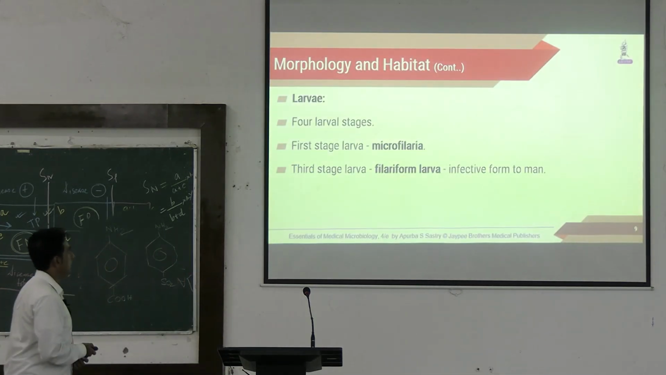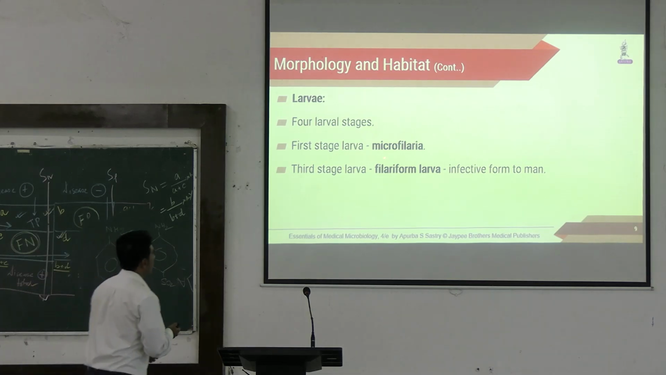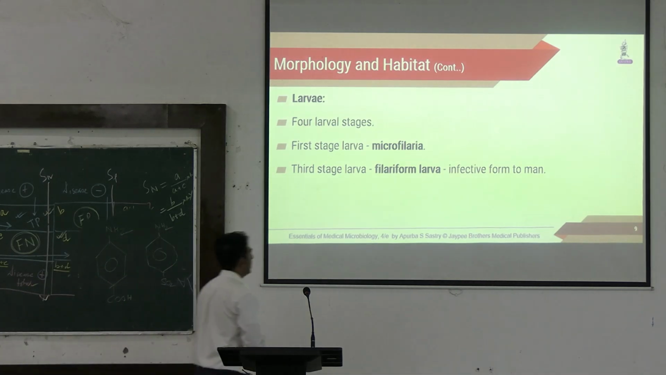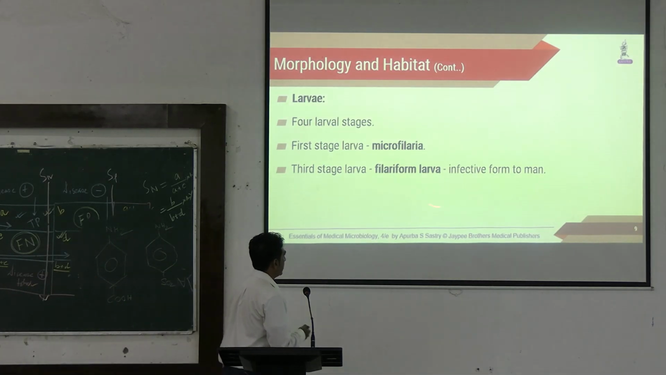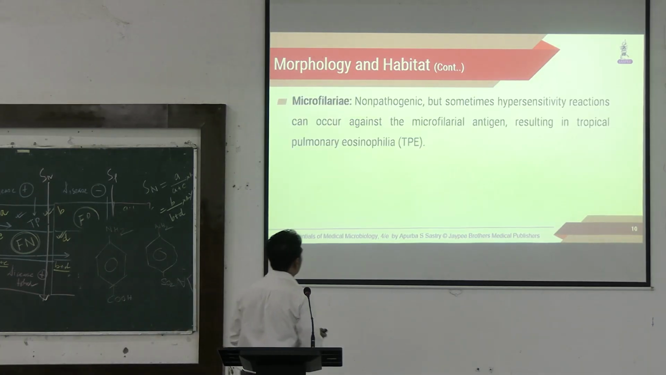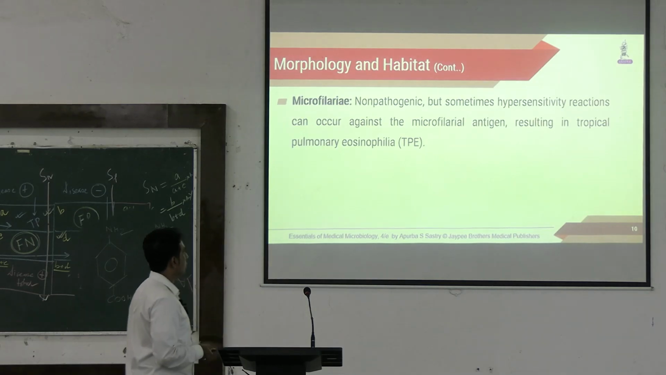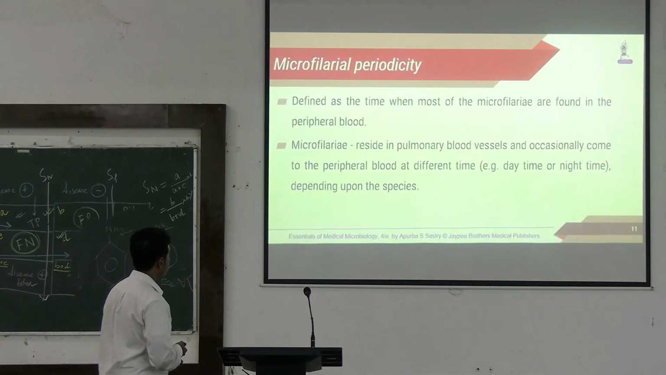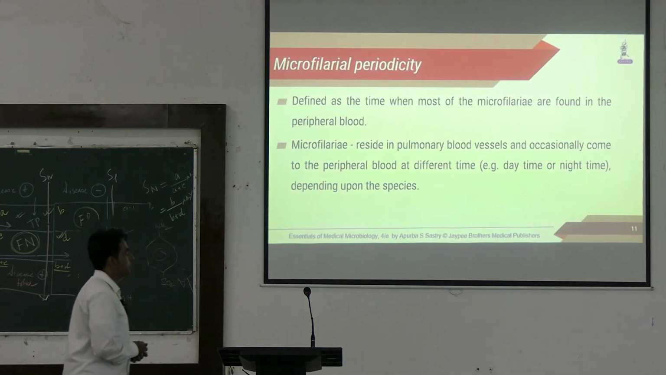The larva has 4 larval stages. The first stage larva is known as the microfilaria, and the third stage larva or the filariform larva is the infective form to man. They are non-pathogenic, but sometimes a hypersensitivity reaction can occur against the microfilarial antigen, resulting in tropical pulmonary eosinophilia.